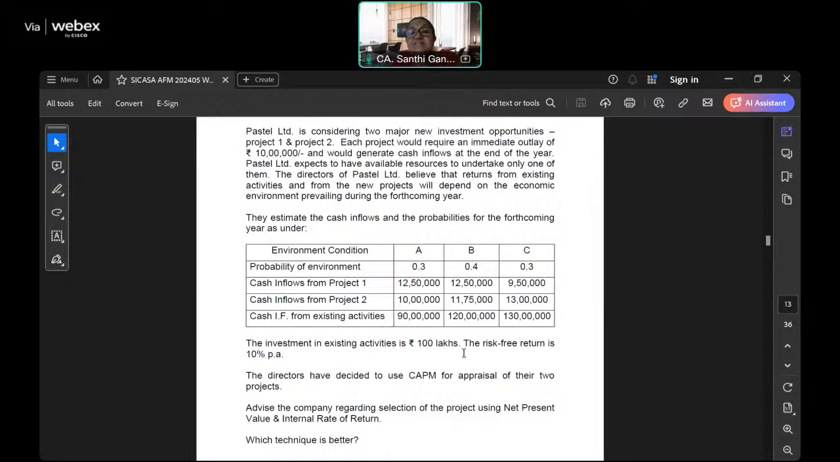The directors of Pastel Limited believe that returns from existing activities and from the new project will depend on the economic environment prevailing during the forthcoming year. They estimate the cash inflows and probabilities. They give you what is the probability, what is the cash inflow for project 1, for project 2. Then existing activities also they have. The investment in existing activities amount also given, risk-free rate is also given. The directors have decided to use CAPM for appraisal of their 2 projects. Advise the company regarding selection of the project using net present value and internal rate of return.